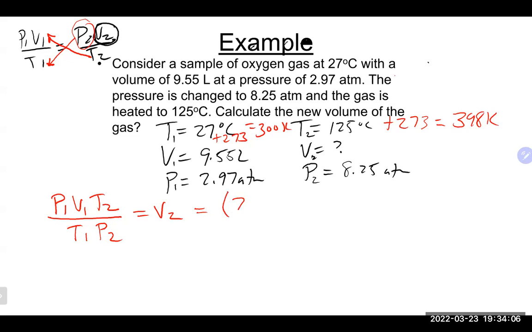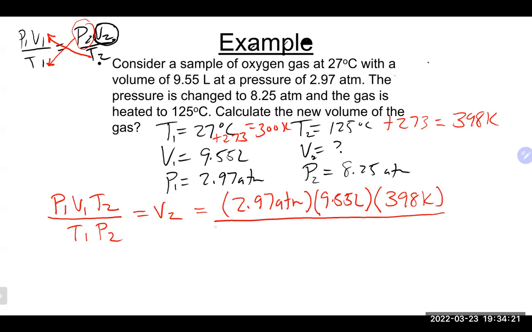So P1 here is 2.97 atmospheres. V1 is 9.55 liters. And T2 is what goes up on top, which would be 398 Kelvin, all divided here by T1, which is 300 Kelvin, and P2, which is 8.25 atmospheres. In terms of units, the atmospheres on top and bottom will cancel. The Kelvin up on top and the Kelvin on the bottom will also cancel. That will leave us just one unit left, which is liters, and that's good because we are looking for a volume. So that all works out really well.